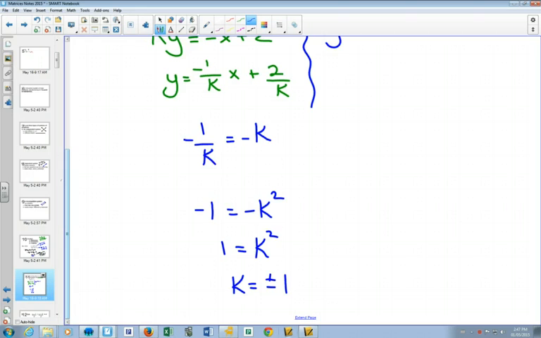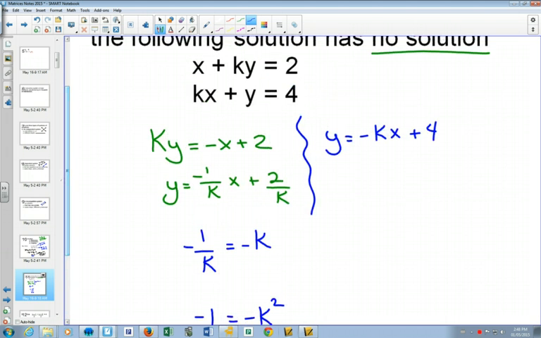The one thing I would do with this, though, to check is just to make sure that by plugging that value of k in, I don't also get the same y-intercept. Because if I happen to get the same y-intercept, then there would be an infinite amount of solutions. Now our y-intercept for our second equation up here is just 4. And it doesn't matter if I plug in 1 or negative 1 in for k here. My y-intercept of my first equation is either going to be 2 or negative 2, which either one of those will make it have no solution.